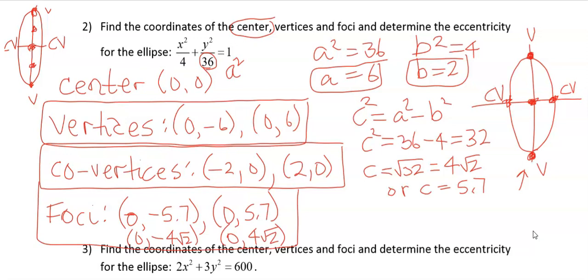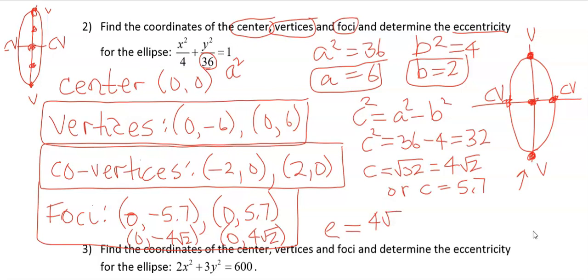We've got the center. I found the vertices. Now, I also found the co-vertices. Most of these questions don't ask for the co-vertices, but I think that's important. You should put the co-vertices down as well. Oh, look, the eccentricity. We don't have the eccentricity yet. And again, if you want to write the eccentricity as a fraction or a decimal, you could even leave it as a radical. 4 root 2, that's my c.